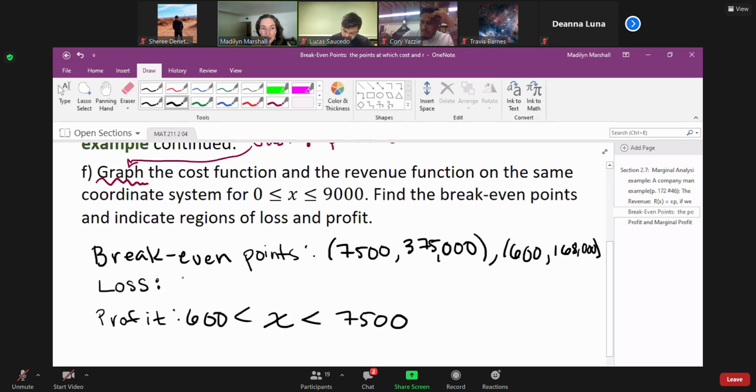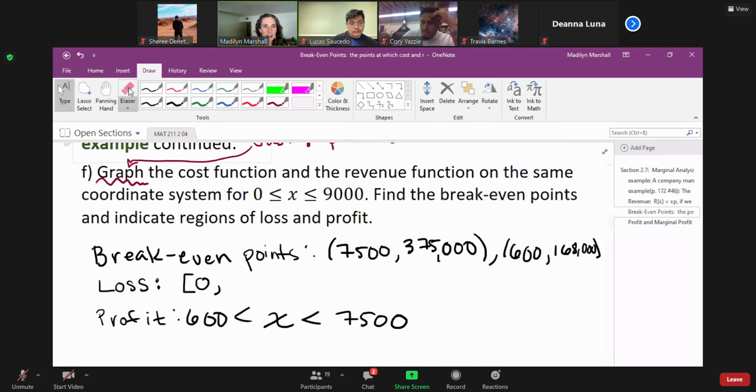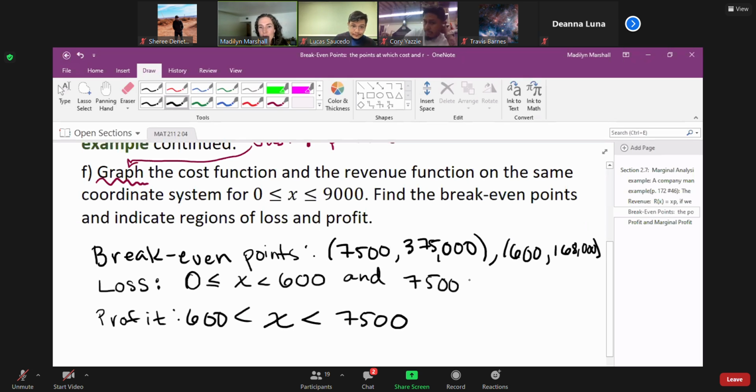Loss is all of the other parts, and we just have to be careful. Loss, we have to make sure that we're staying within our domain. So loss is happening starting at 0 and going up to 600, and then starting at 7,500 and going up to 9,000, since that's our highest possible X.